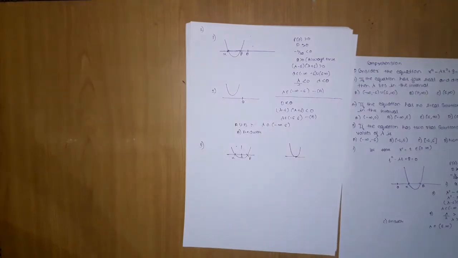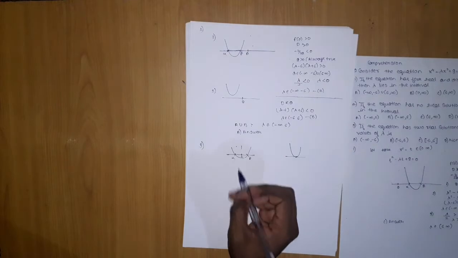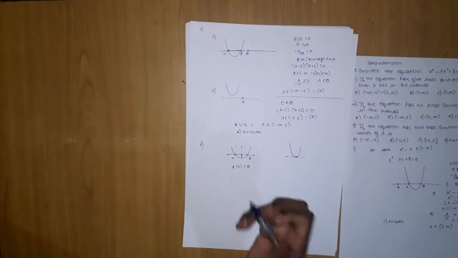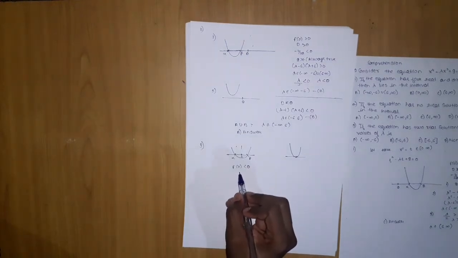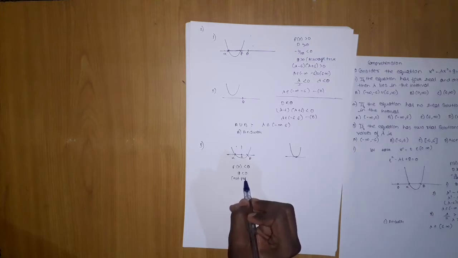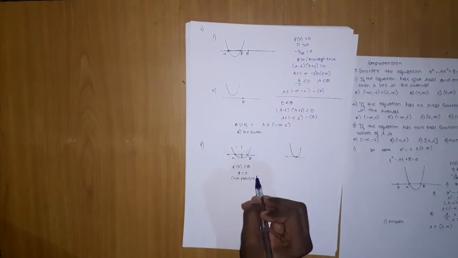Now what are the conditions for this graph? It should be f of 0 less than 0. This is the condition. So if we put 0, 9 can be less than 0, not possible, so no solution from here.